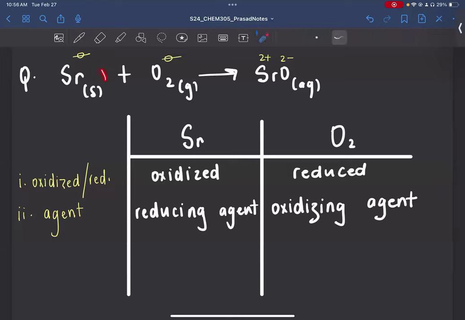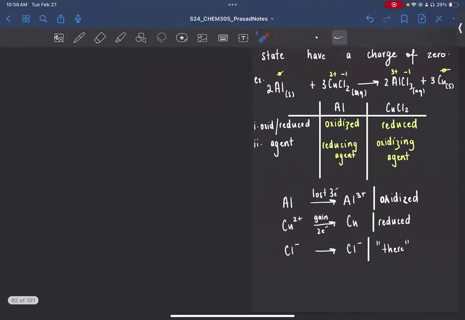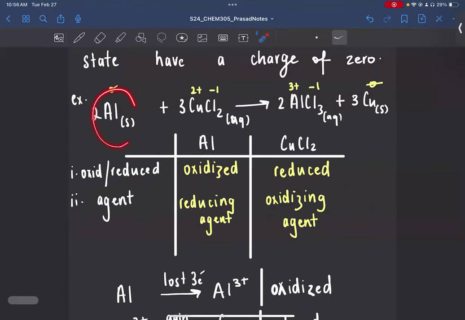Because strontium, as written here, is not in a compound, so it's just an element. So you look at the periodic table, strontium is a metal, right here it's a solid. So it's an element that exists in its naturally occurring state. According to the rules, elements in their reference or normal state have a charge of zero, just as the aluminum did here and the copper.